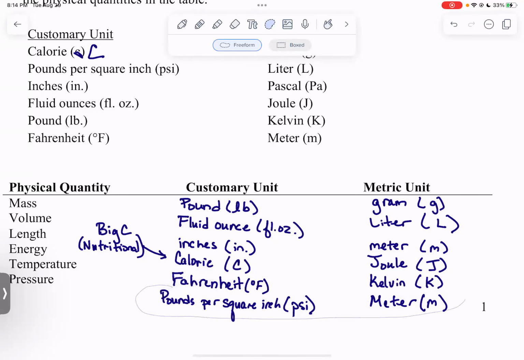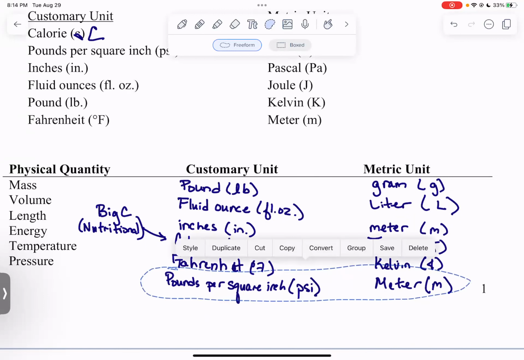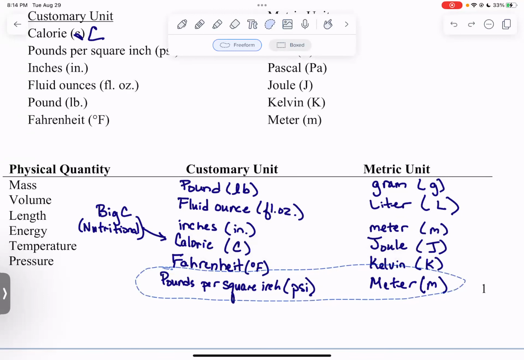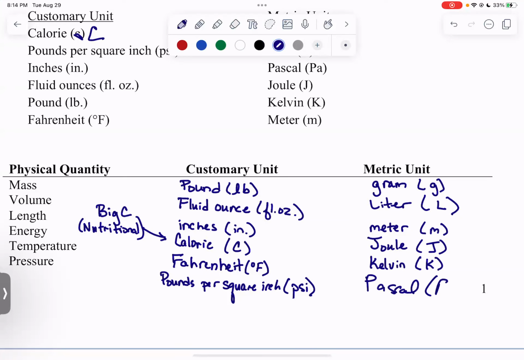And then the last one, pressure. If you're checking the pressure of your tires, you are looking at pounds per square inch. But if you're doing the metric unit, why did I put meter? That's funny. I did it again. That's fine. It's not meter. It is Pascal. P-A-S, Pascal, P-A, okay? And that is the metric unit.